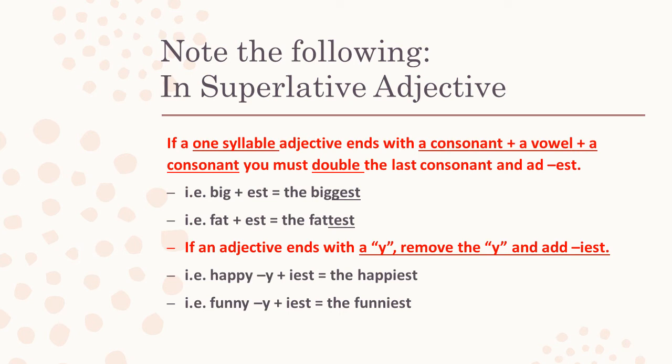Note the following in the superlative adjectives. If a one-syllable adjective ends with a consonant, a vowel, then another consonant, CVC, like we mentioned in the comparative adjectives, like the word big or fat, what are we going to do? We are going to double the G because it's a consonant, and before it we have a vowel, which is the I. So we're going to say the biggest. We're going to double the G. Then we add the EST. Fat, the fattest. What did we do? We doubled the T. Then we added EST.